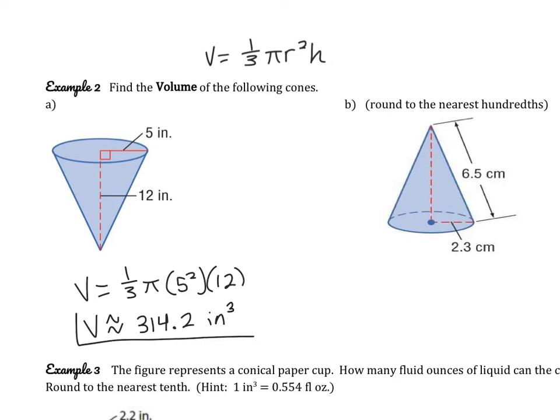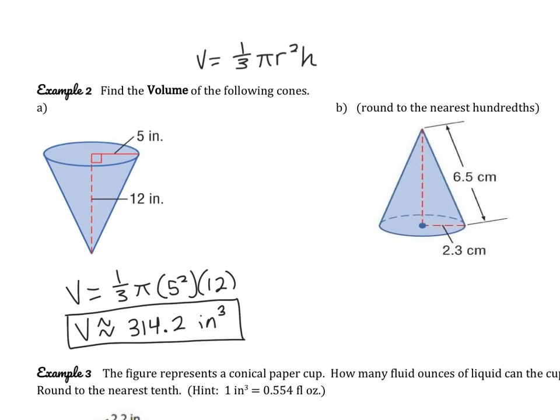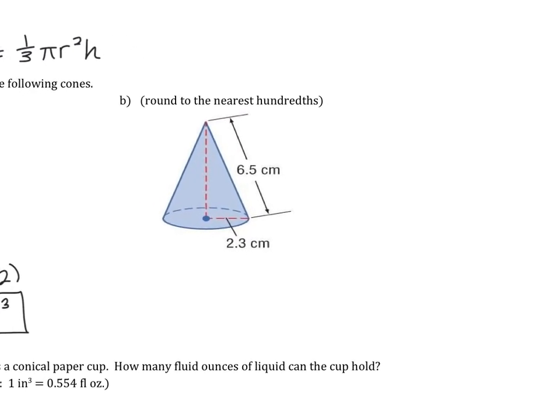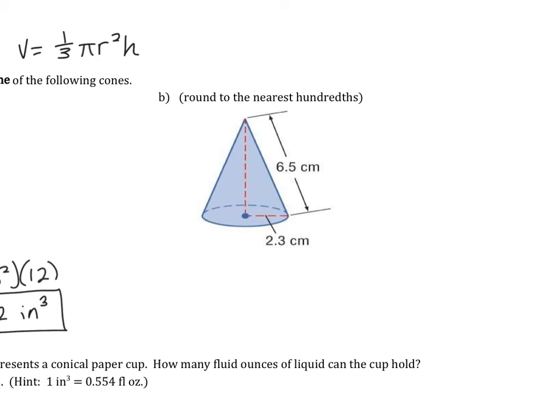Don't forget to cube your units whenever you're finding the volume. Okay, now let's look at part B, and here we're going to make sure to round it to the nearest hundredths instead of tenths. So again, we are given the radius, but here, this is our slant height, and for our volume formula, we want the height. So we do need to start by finding this value, this length.